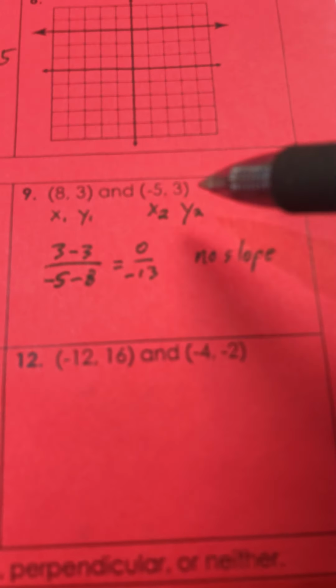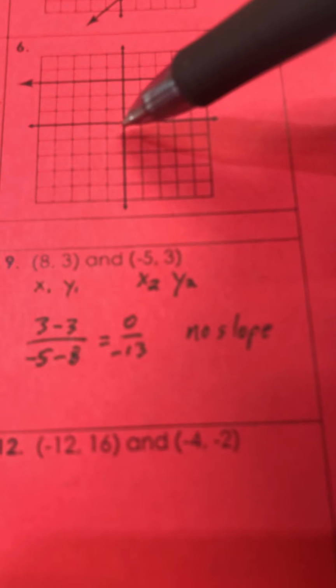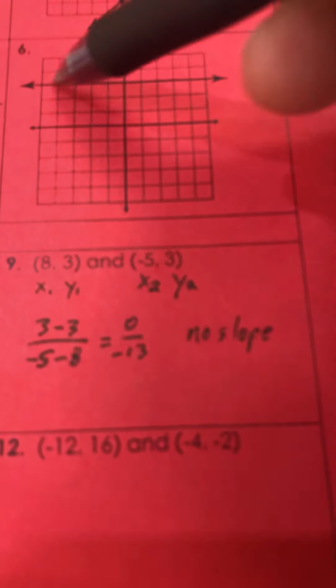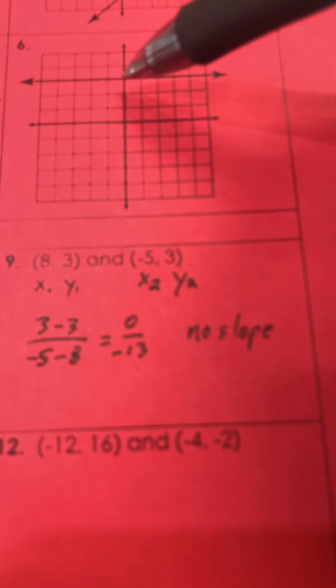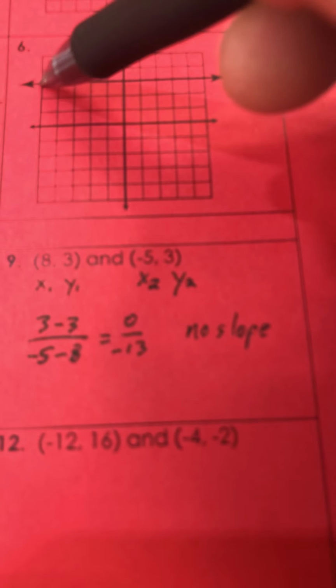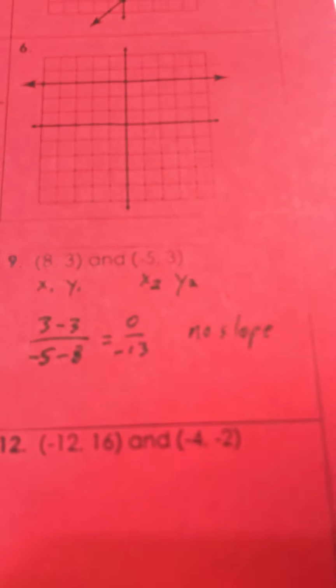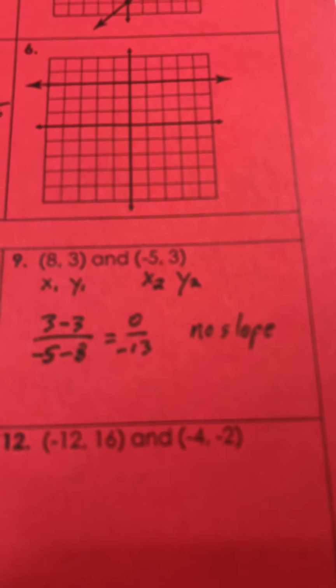Notice my y values are 3, so if I look up here at this graph, my y values are going to be 3, so 1, 2, 3. This is that line right there. Number 9 is right here. My first x value is going to be 8, so it's way out here at 8. And the other x value is negative 5, right here. So this is actually the graph of this line.